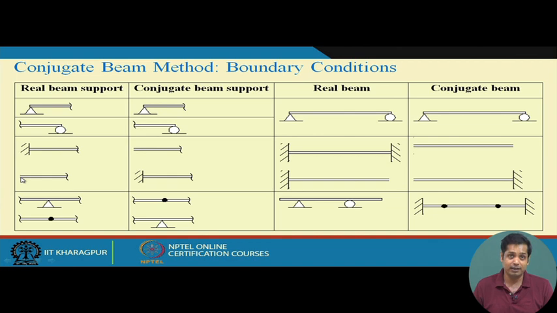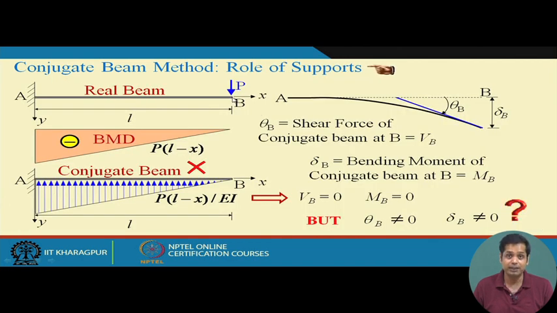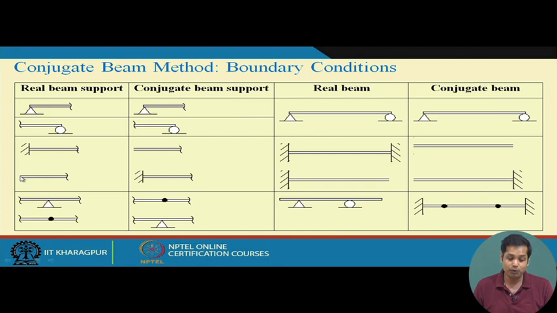Similarly, suppose in this case the support is free. Now, if this support is free, what would be the support in the conjugate beam? Free means it can have slope and it can have deflection, both. So, both are non-zero. Similarly, in the conjugate beam support, shear force and bending moment both have to be non-zero, and that is where it is fixed. If the support is a fixed support, then bending moment and shear force are both non-zero. Now, if it is a hinge support at an intermediate location, what does it tell you?